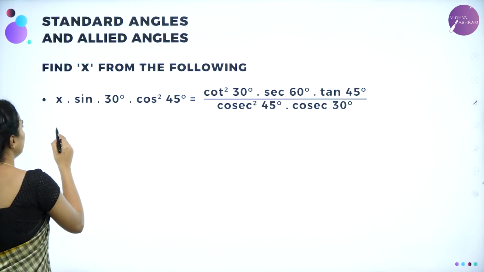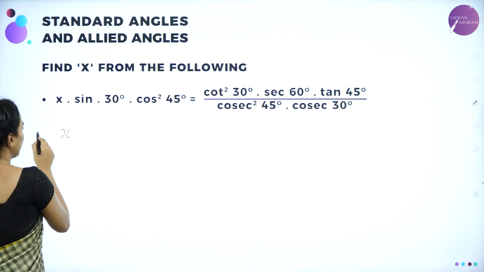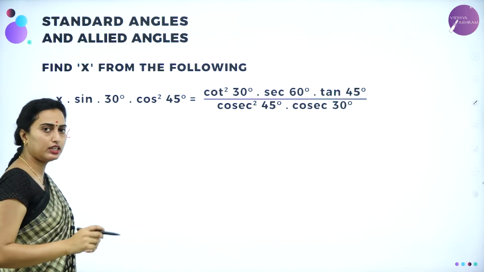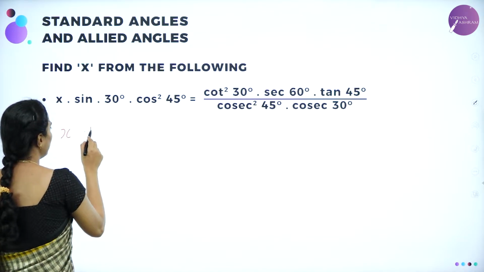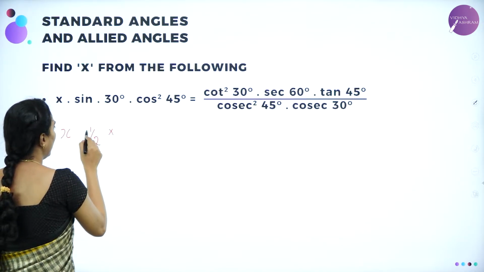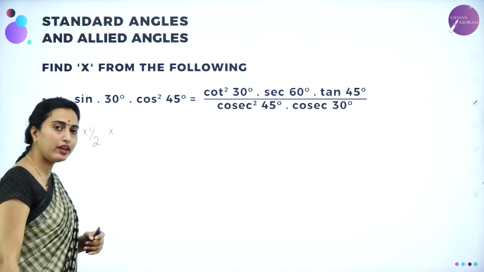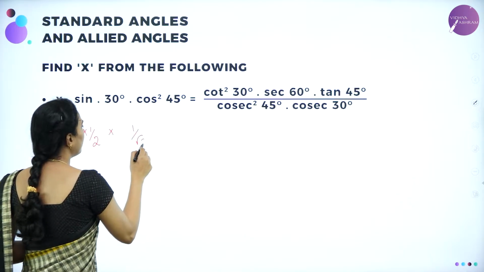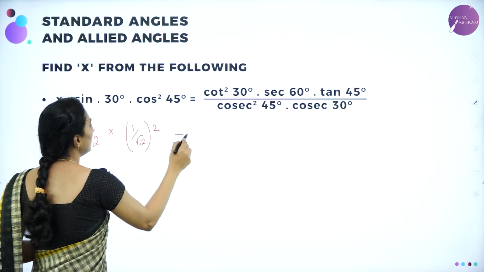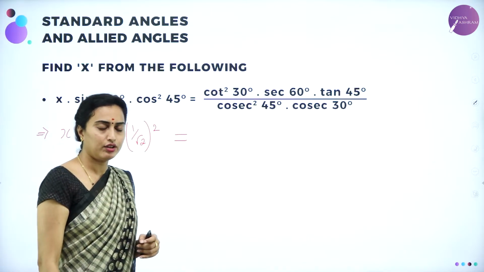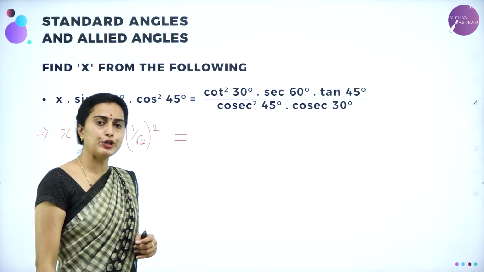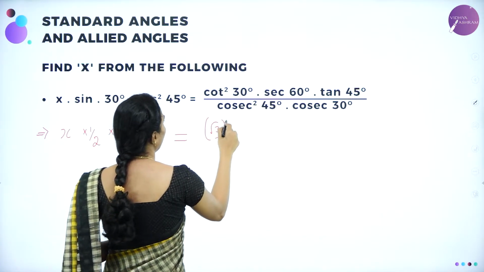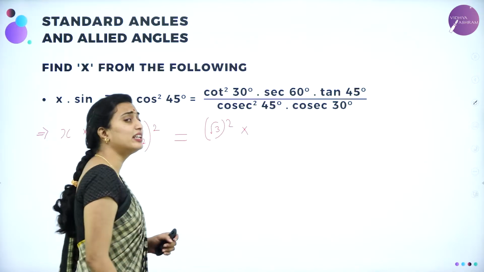So here I can substitute, taking x into sine 30 degree. What is sine 30 degree? Sine 30 degree is nothing but 1 by 2. So into 1 by 2 into cos squared 45 degree. Cos 45 degree is 1 by root 2. Since you have squared, you take 1 by root 2 whole squared, which is equal to cot squared 30 degree. You already know tan 30 degree is 1 by root 3, so cot 30 degree is root 3. Cot squared is root 3 whole squared, into secant 60 degree.